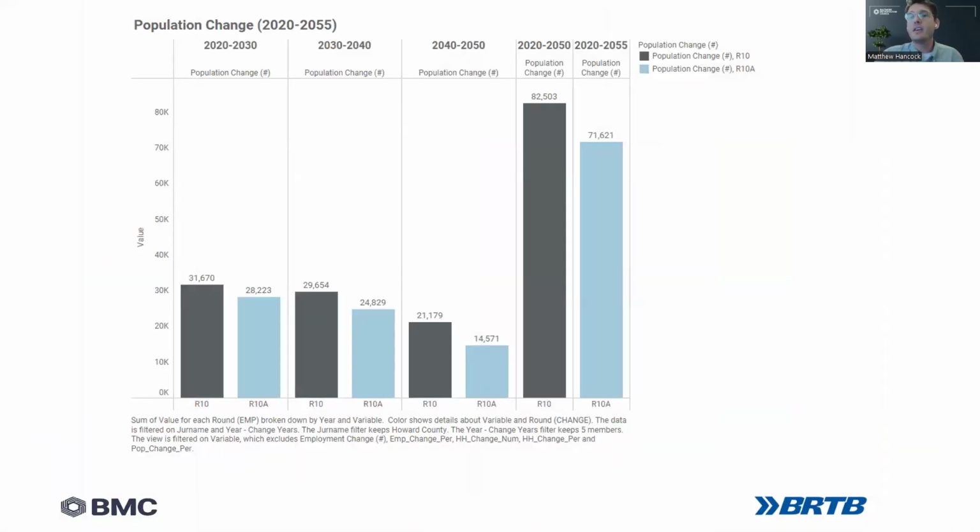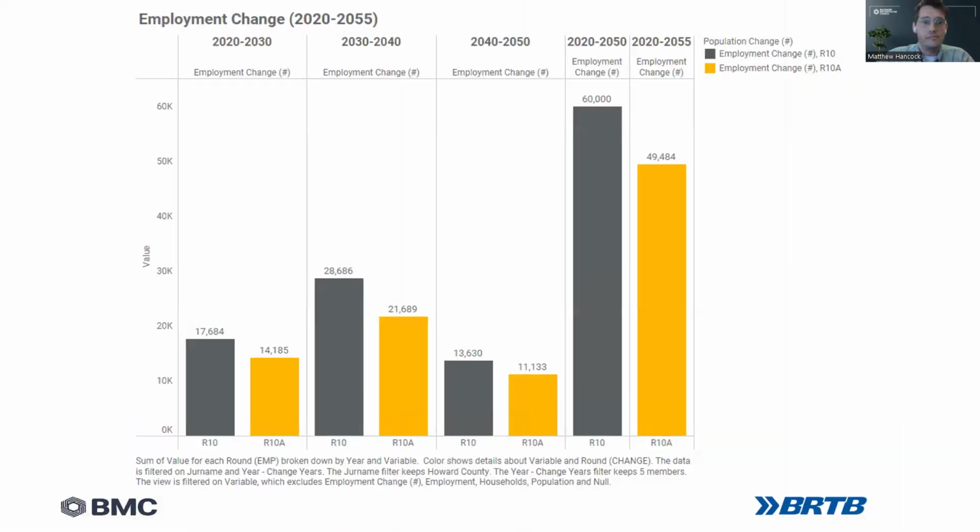There it is. So compared to round 10, round 10A shows, again, moderated growth. We're still maintaining that same growth, just at a moderated level in round 10A as compared to round 10. And the employment projections are showing that similar moderated outlook as well.